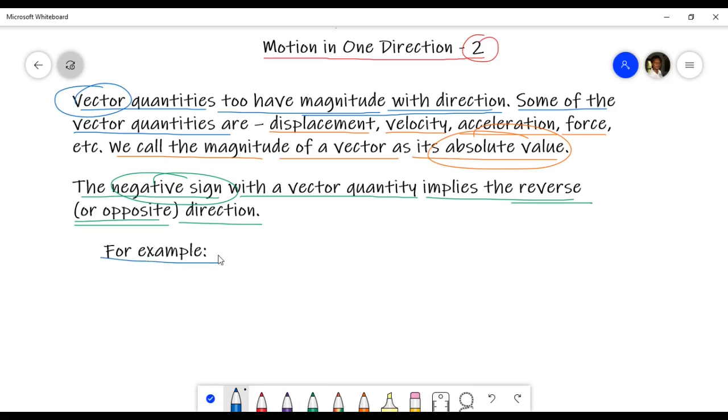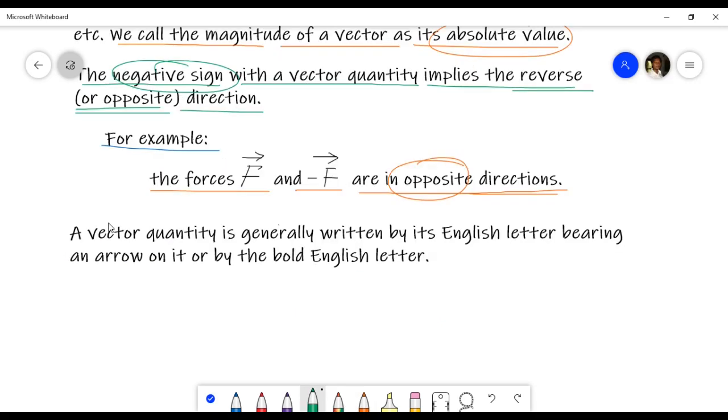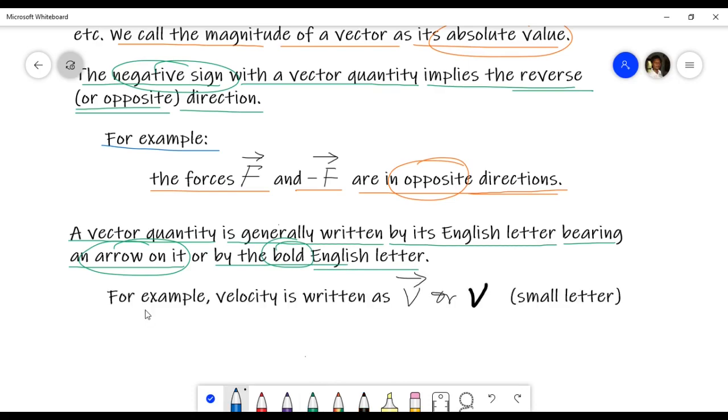Let me explain with an example. Let's say the forces are plus F with an arrow sign on top and negative F with an arrow sign on top. These are two opposite directions, right? And a vector quantity is generally written by its English letter, but remember there is one thing additional here. It bears an arrow on it, just like you see in the example. It can be an arrow or it is written by the bold English letter.